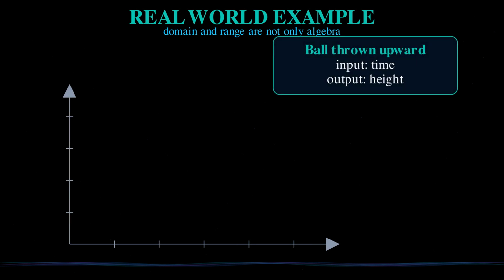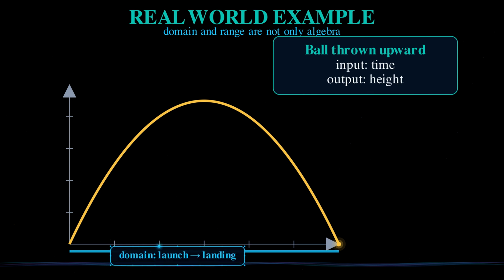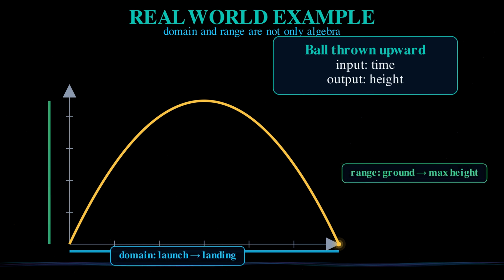Domain and range also appear in real life. Imagine a ball thrown upward. The input can be time. The output can be height. Time begins when the ball is thrown and ends when it lands. That time interval is the domain. The height starts at the ground, rises to a maximum, and comes back down. Those possible heights form the range.